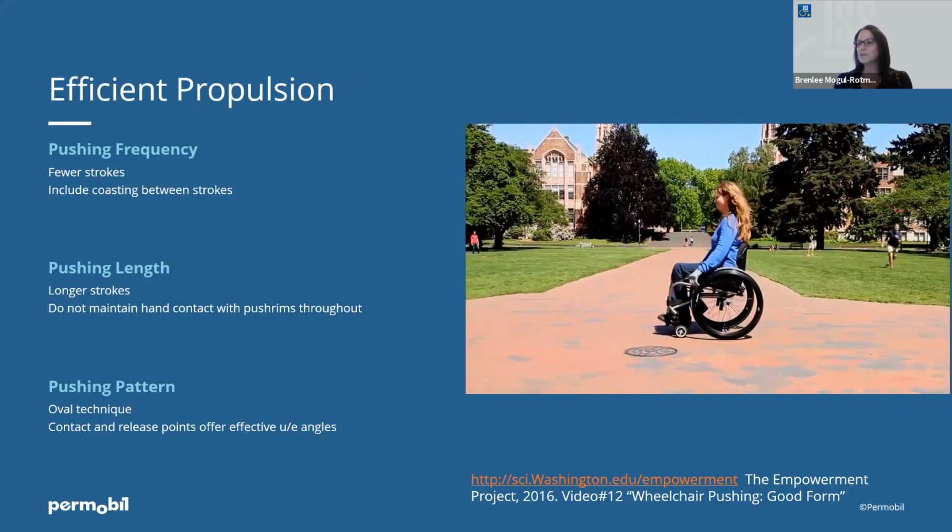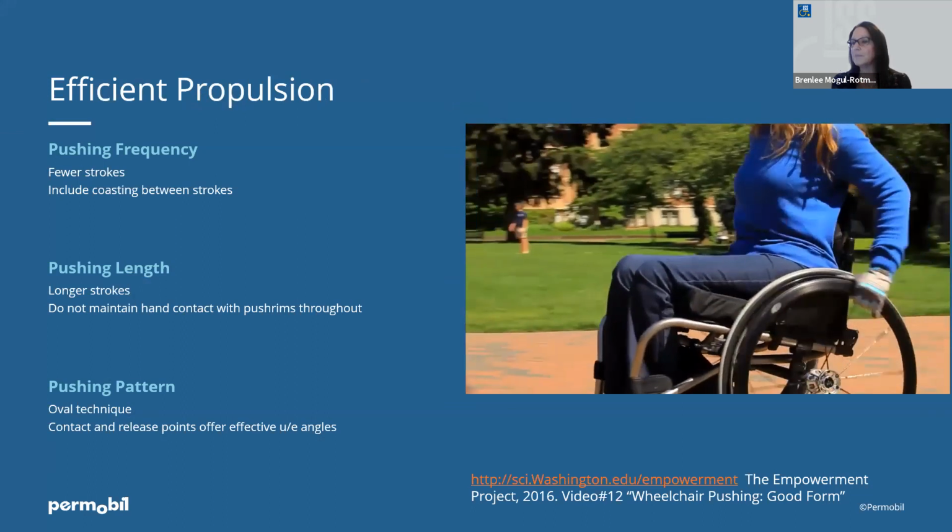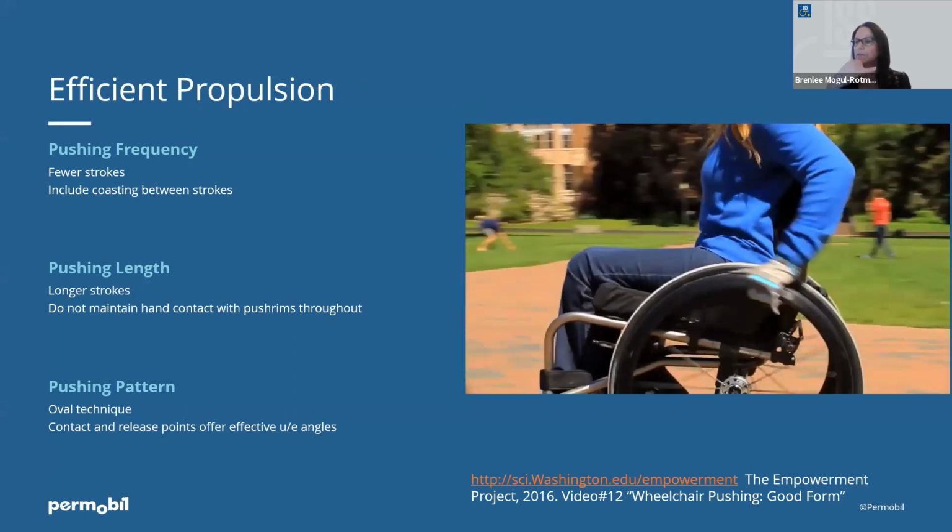When we talk about efficient propulsion, basically it requires optimal configuration and setup of the manual wheelchair, as we know. And so for optimal maneuverability of the manual chair, we'd like to see fewer push strokes, more coasting between the strokes. Longer push strokes allow that wheelchair rider to get stronger and have a more effective stroke. And then the propulsion pattern obviously makes a difference as well.